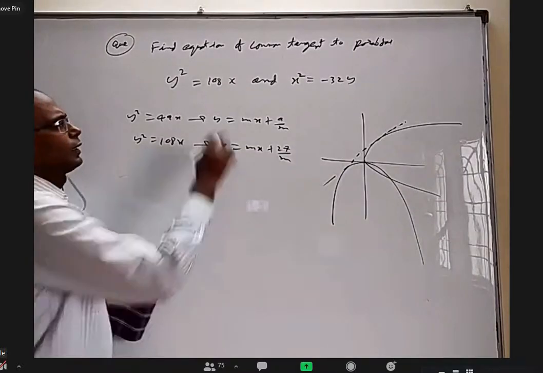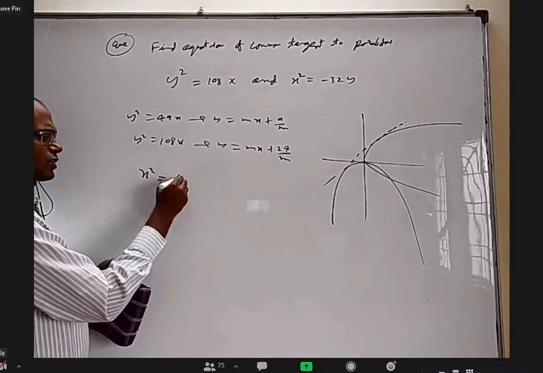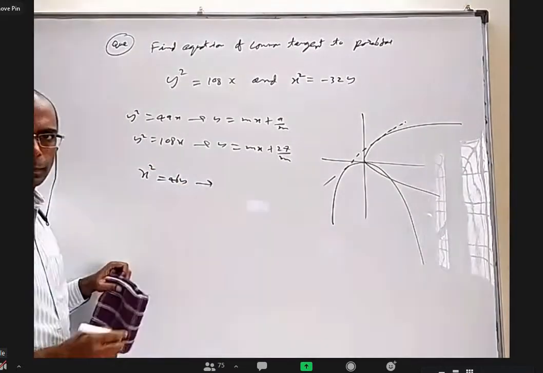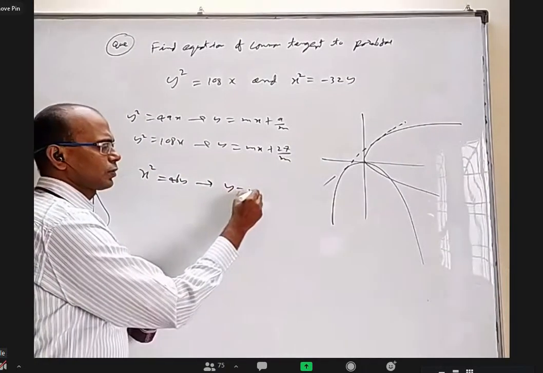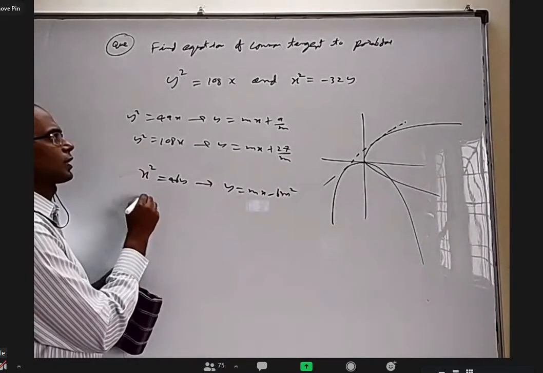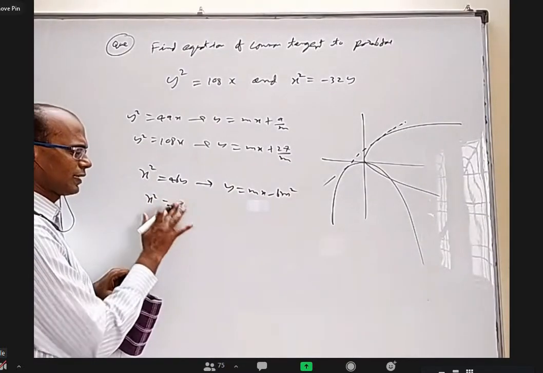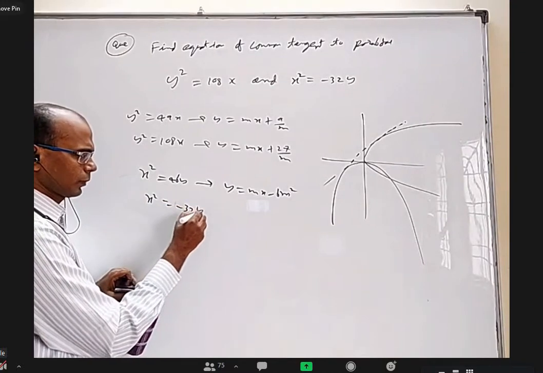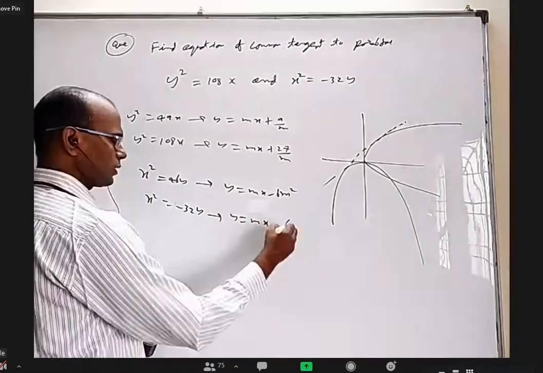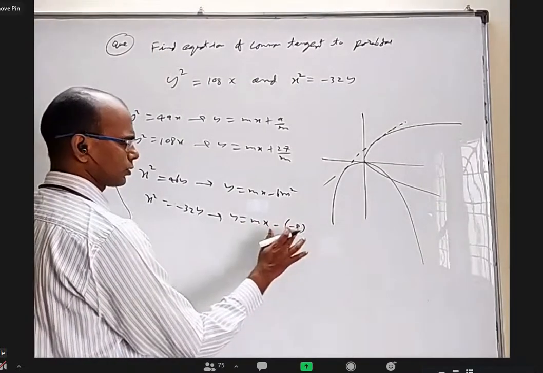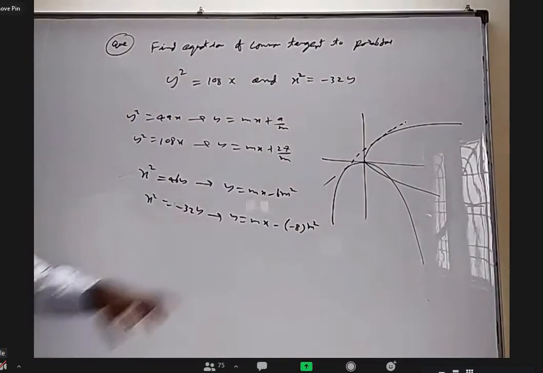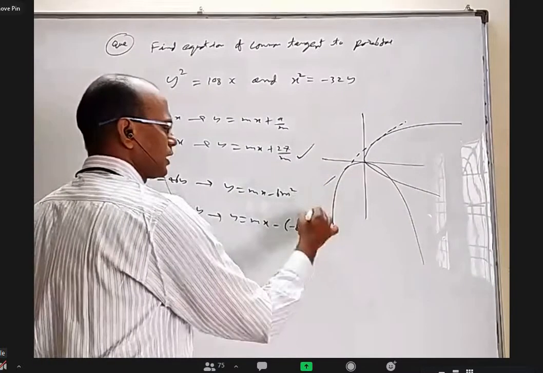Okay. Anybody remembers what is the general tangent for x square equal to 4by? It is y equal to mx minus bm square. So like that, for x square equal to minus 32y, the general tangent is y equal to mx minus 8 m square, b is 4a by minus 8. Yes. Now these two should be the same, now we want the same tangent.